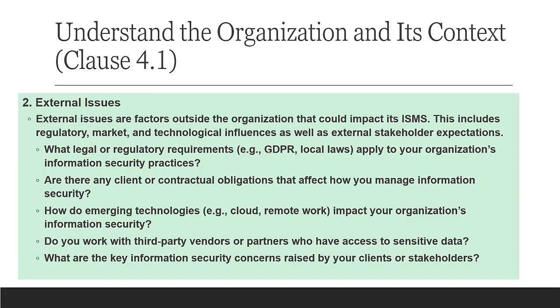Sometimes third-party vendors or partners have access to sensitive data. That's why we need an ISMS. Because by asking this question, okay, we'll get more visibility. Then last is, what are the key information security concerns raised by a customer or client? They said, okay, we need to have this control, we need to have that control. So that's why we need ISMS. So this is clause 4.1, where we are identifying the internal and external issues, because this is the same thing you have to document in the scoping context document.